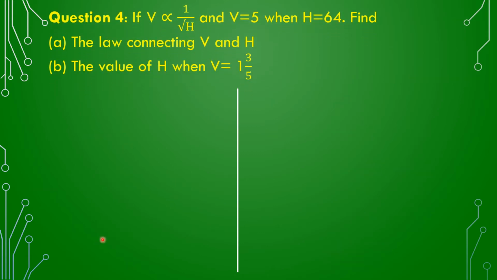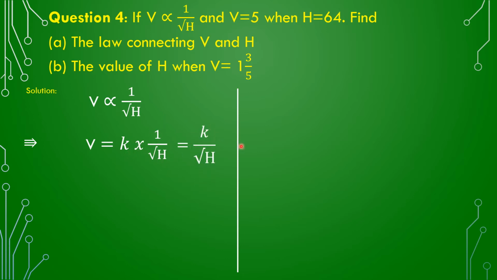Now let's go to question 4. It says if v varies inversely as a square root of h and v is equal to 5 when h is equal to 64, find a, the law connecting v and h, and b, the value of h when v is equal to 1/3. This simply means that v varies inversely as the square root of h implies that v is equal to k times 1/the square root of h, which is equal to k divided by the square root of h. We need to look for k.